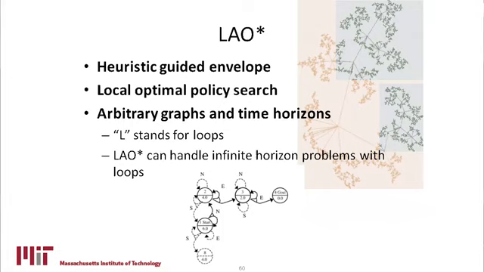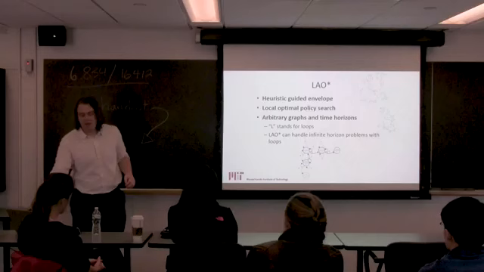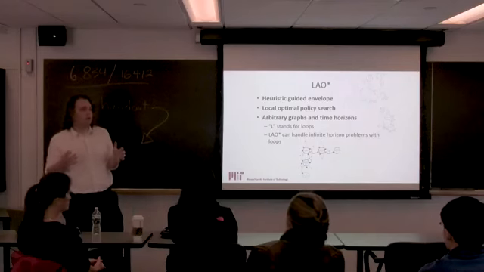What's important here, the L stands for loops. It's an extension of the AO star algorithm, which of itself is an extension of the A star algorithm, and we can handle infinite horizon problems that can transition in different ways, and really models kind of the real world scenarios we're interested in. Any questions so far on kind of the broad scope of what LAO star is going to do?